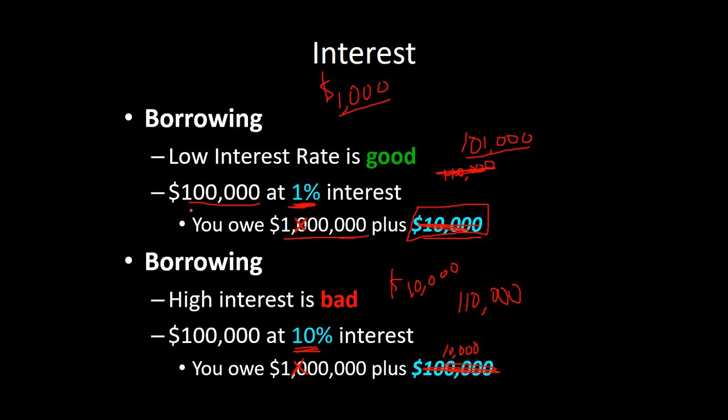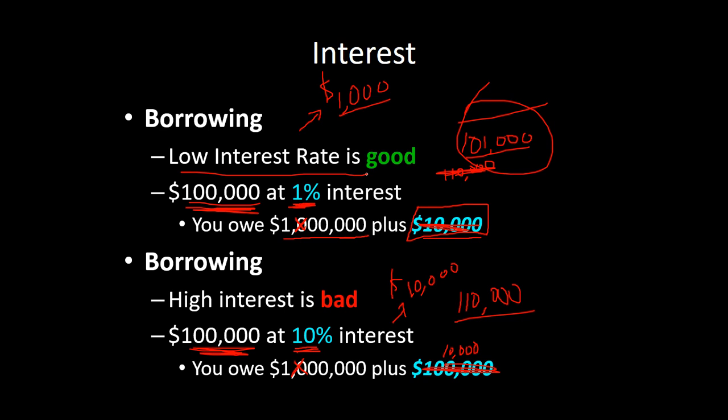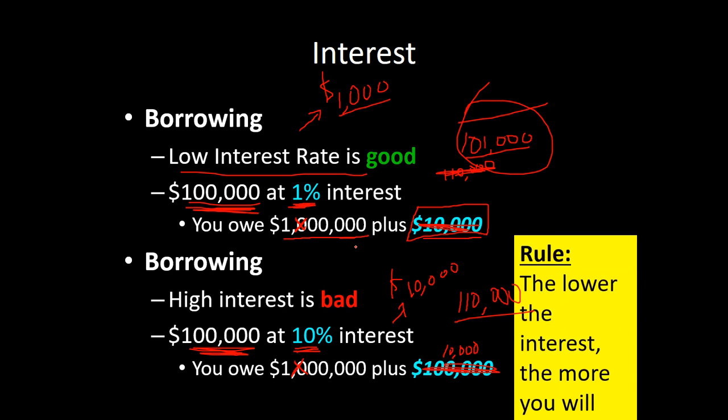In both cases, you borrow $100,000. In this case, you only have to pay an interest of $1,000. Here, you have to pay an interest of $10,000. So 110 versus 101. You like this. So low interest, good. And again, interest is basically a percentage, the amount that you owe when you take a loan. It grows over time. I'm not going to go into that detail, but just know the basic example there.